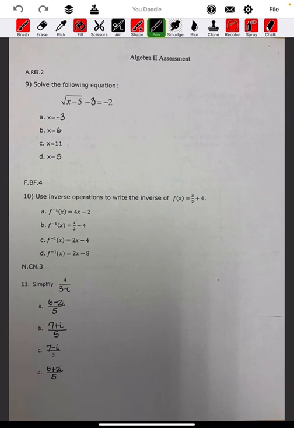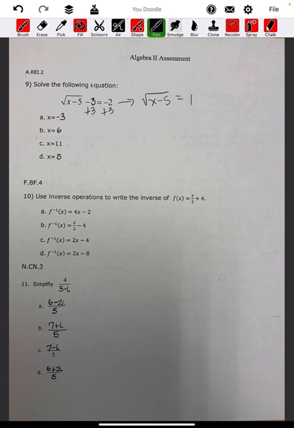Number 9 says solve the following equation. So against another radical expression. What we're going to do is, you notice how you had the -3 outside your radical of x minus 5? Remember I told you if it's not inside the radical, it's not attached to it. So the first thing you want to do is get rid of it by moving it to the other side. So I'm going to add 3 to both sides, and that's going to give me the square root of x minus 5 equals positive 1.